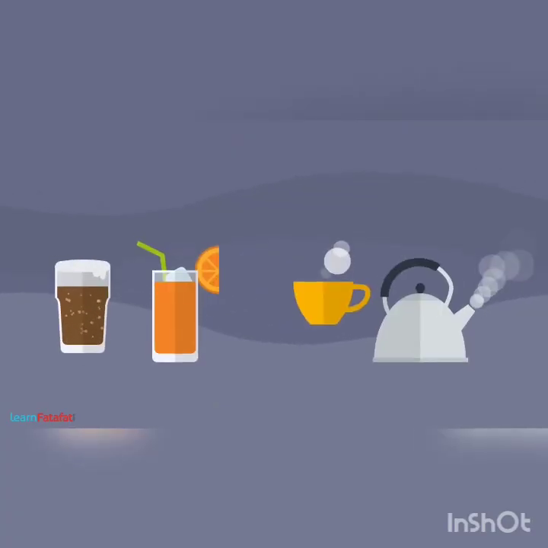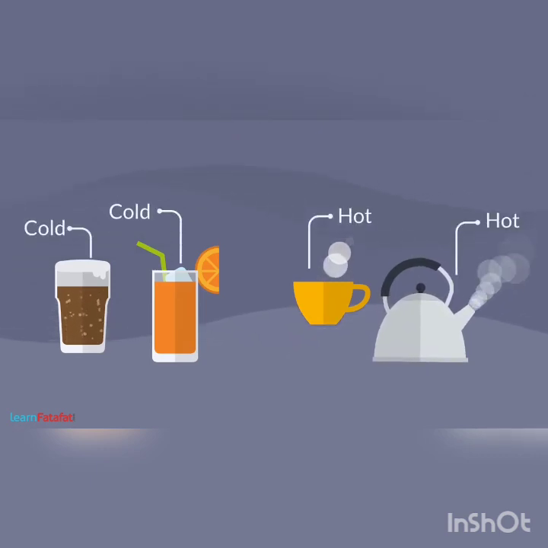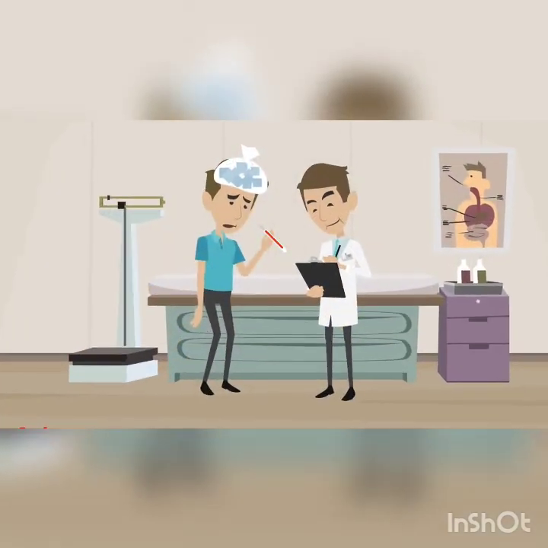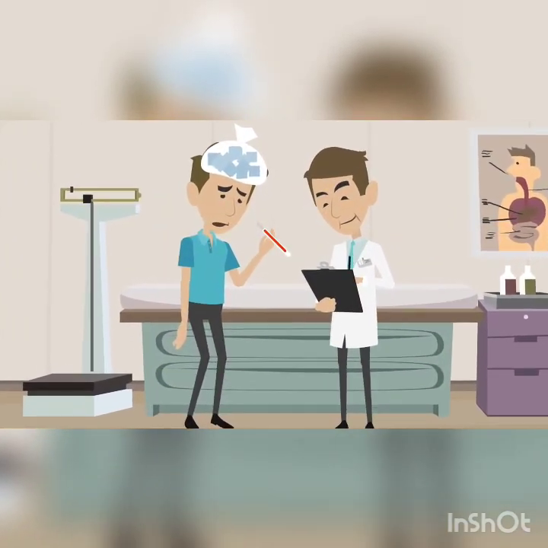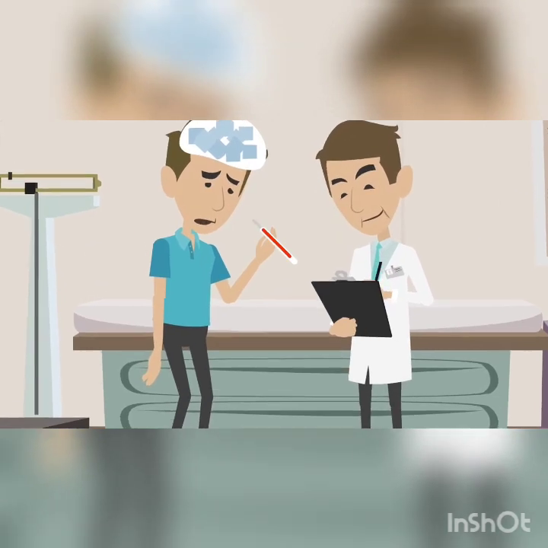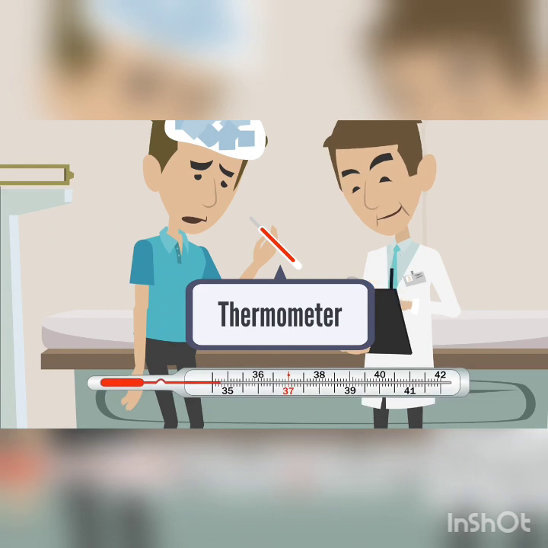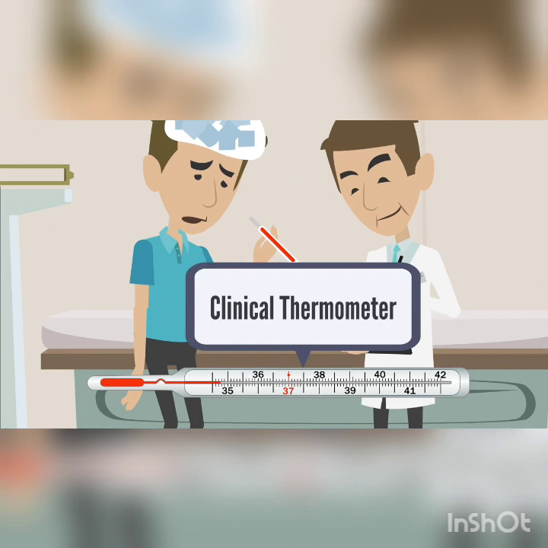Measurement of temperature. It is possible to identify whether the object is hot or cold with the help of temperature. How do we measure temperature? In hospitals, you might have seen doctors using a device for measuring temperature. What is it? It is a thermometer. The type of thermometer which is used to measure temperature of our body is called a clinical thermometer.